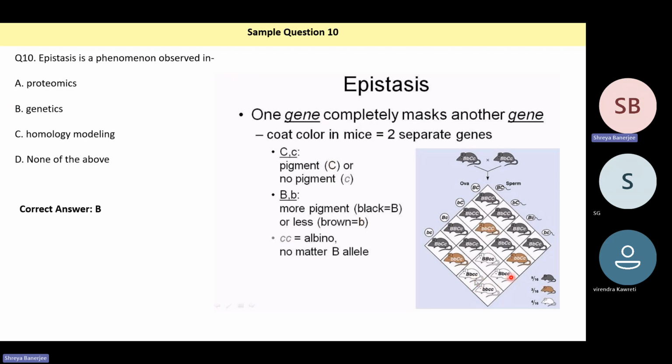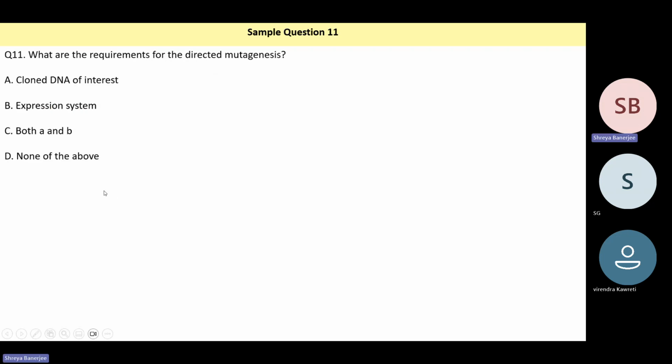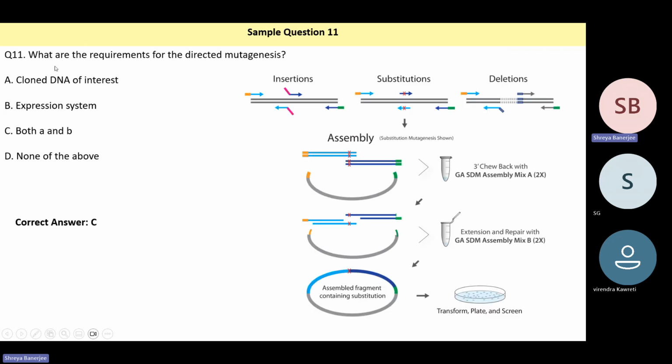So that is what epistasis is, where the small c is completely masking the effect of the capital B, small b gene. So that is a part of genetics, which is epistasis, and it's option B. I have two more questions. What is the requirement of directed mutagenesis? So the requirement is you need the cloned DNA of interest.